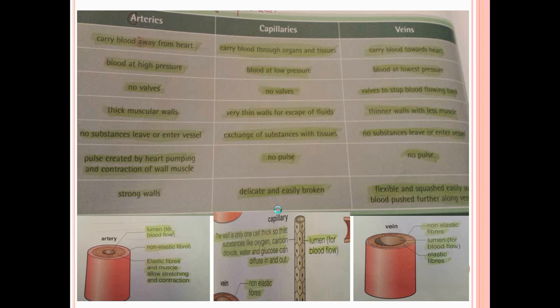So these three types of blood vessels are arteries, capillaries, and veins. The arteries carry blood away from the heart, and the blood is at really high pressure since it's pumped through them directly by the heart. They have thick muscular walls to protect from blood leaking because the blood is at high pressure. So no substance leaves or enters the vessel because the walls are really thick. There is a pulse, created by the heart pumping and the contraction of wall muscle.